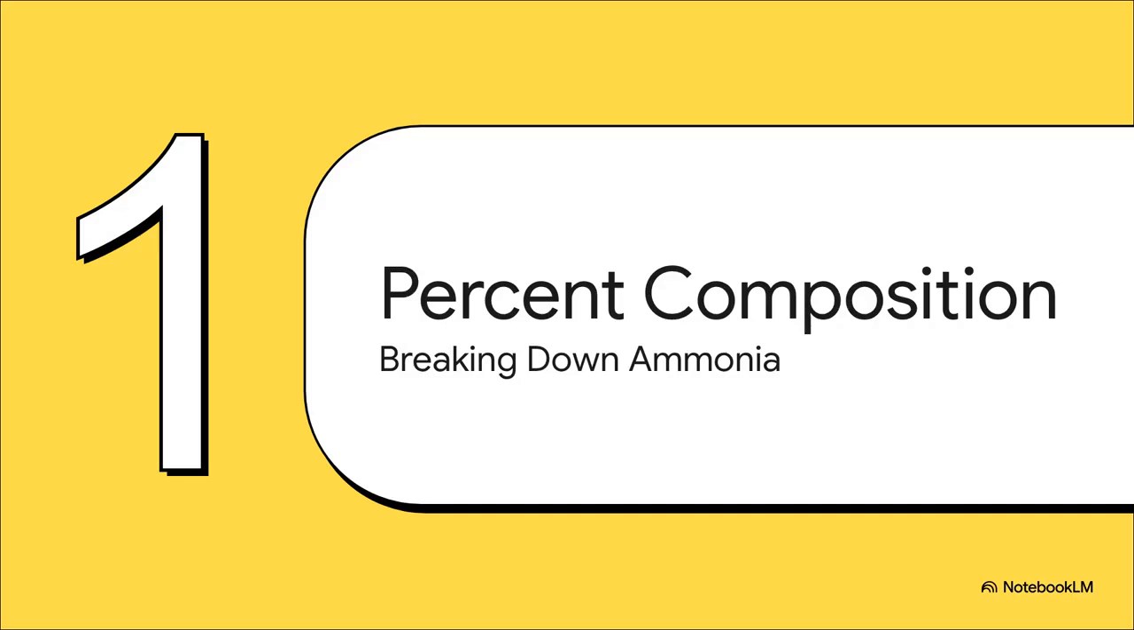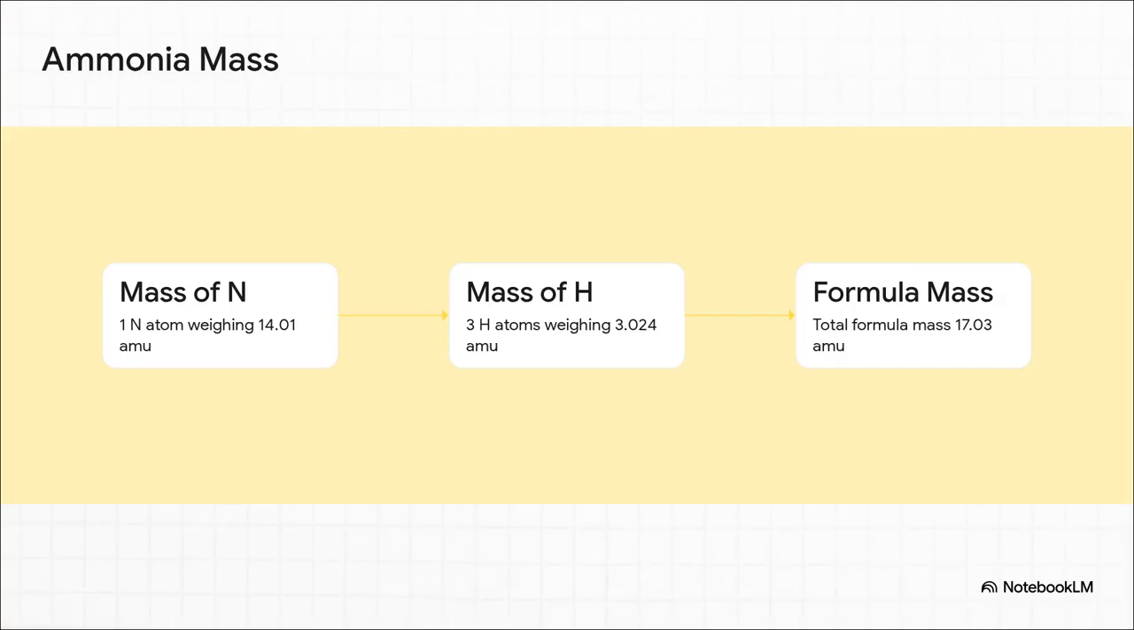Section 1, calculating percent composition, breaking down ammonia. Think of this as a simple recipe breakdown. Step 1, we find our parts. A single molecule of NH3 has one nitrogen atom. A quick glance at the periodic table tells us that one nitrogen weighs 14.01 atomic mass units, or AMU. Step 2, find the mass of the hydrogen. We've got 3 hydrogen atoms in this formula, each weighing 1.008 AMU. Multiply 3 by 1.008, and we get 3.024 AMU for the hydrogen part. Then we just add those two together to get our total formula mass, which is 17.03 AMU.